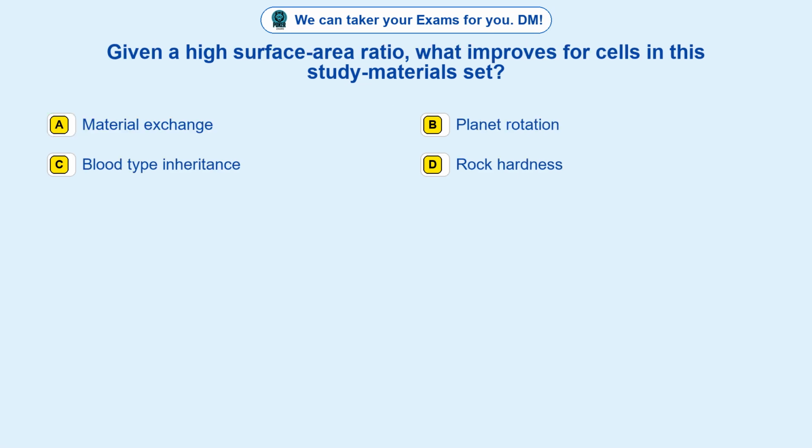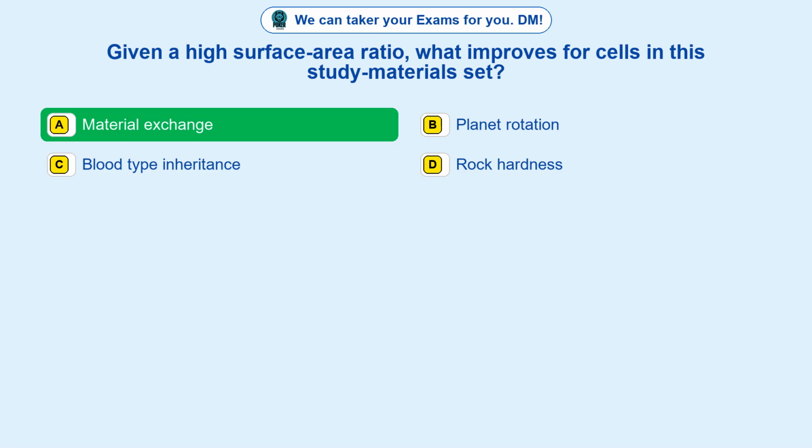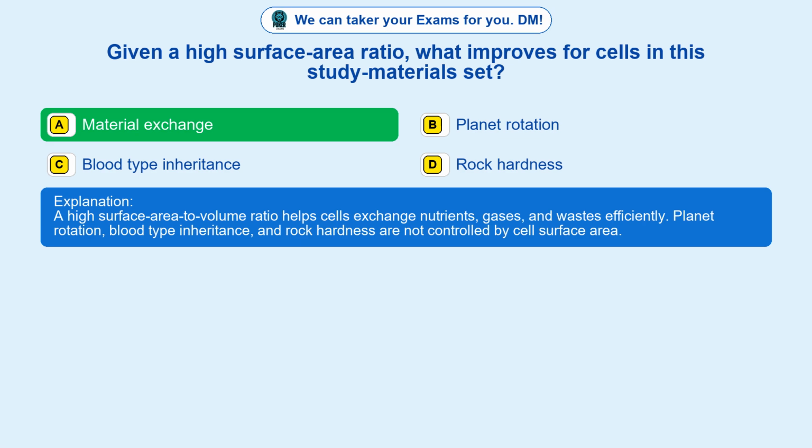Question 26. Given a high surface area ratio, what improves for cells in this study material set? Option A, material exchange. Option B, planet rotation. Option C, blood type inheritance. Option D, rock hardness. The correct answer is option A. Material exchange. A high surface area to volume ratio helps cells exchange nutrients, gases, and wastes efficiently. Planet rotation, blood type inheritance, and rock hardness are not controlled by cell surface area.